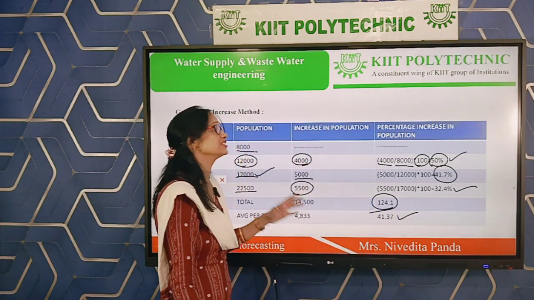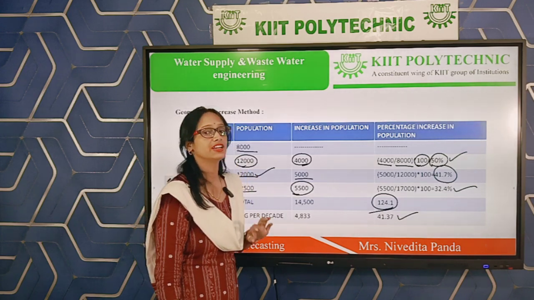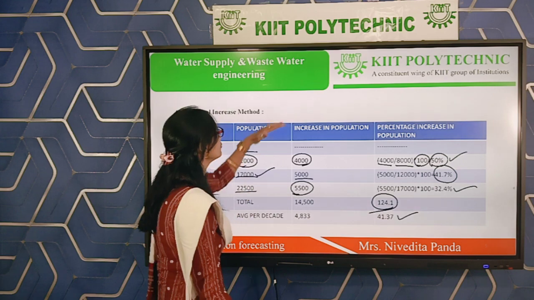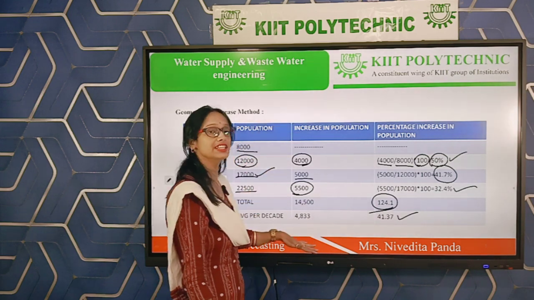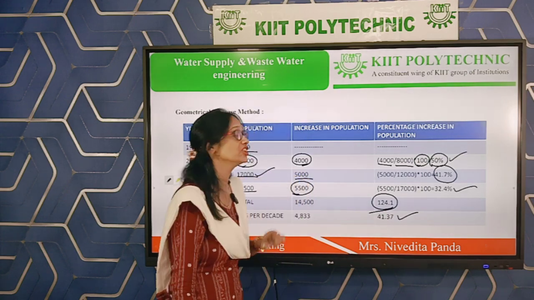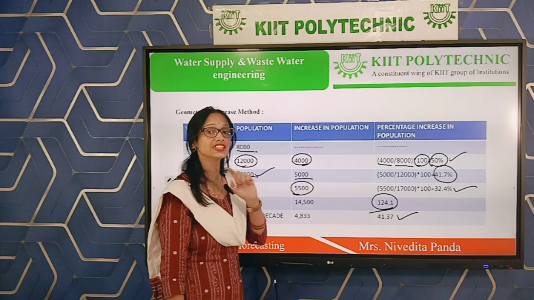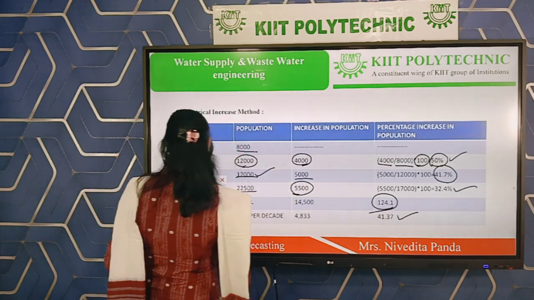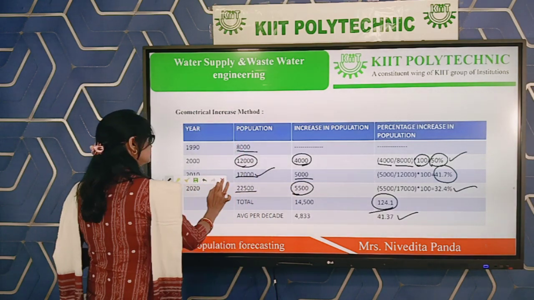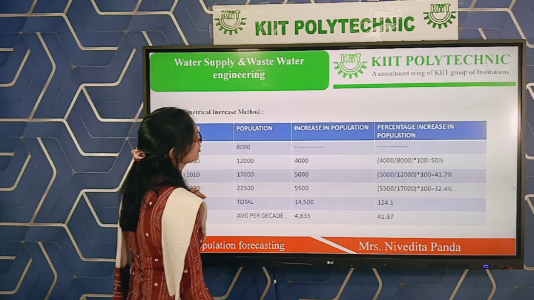So this process is quite better as compared to the arithmetical increase method, because here we are not only calculating the increase in population, but also the percentage increase in population. That's why it will give a better result as compared to the arithmetical increase method. So next, this is the geometrical increase method.